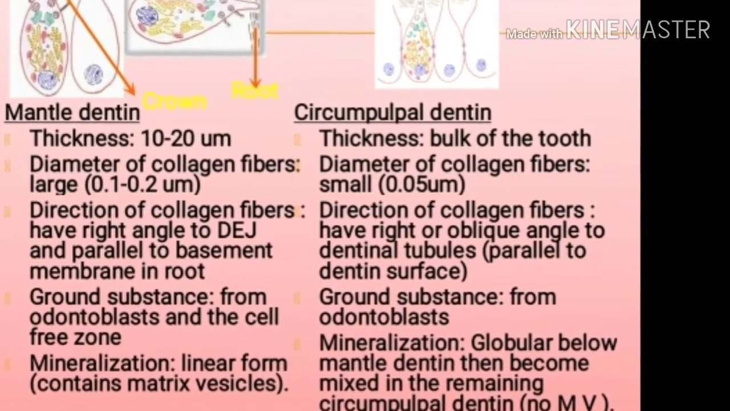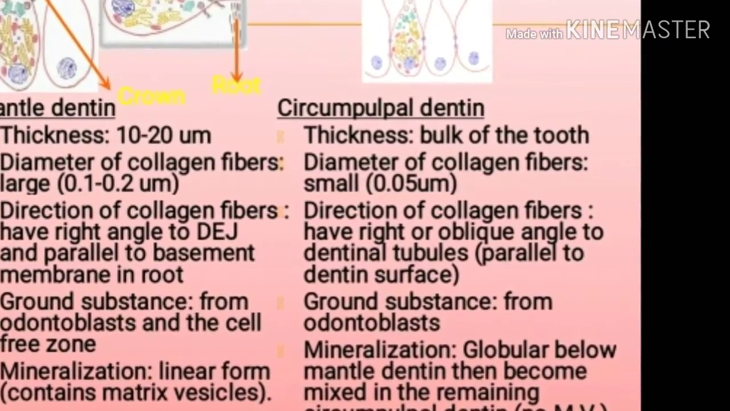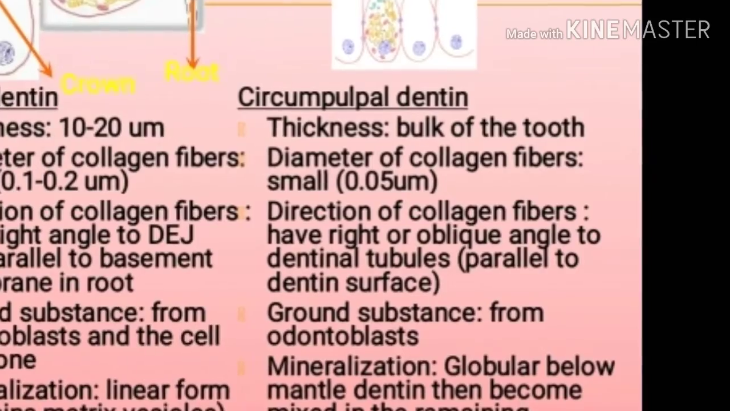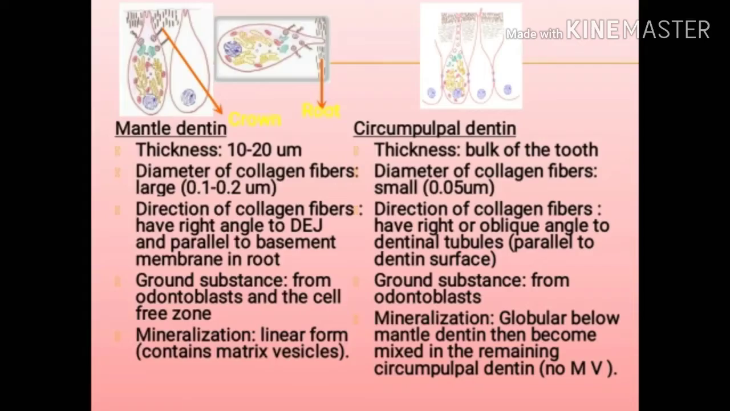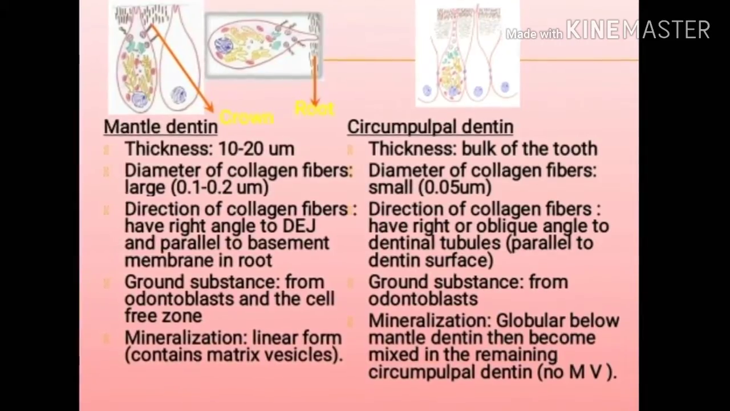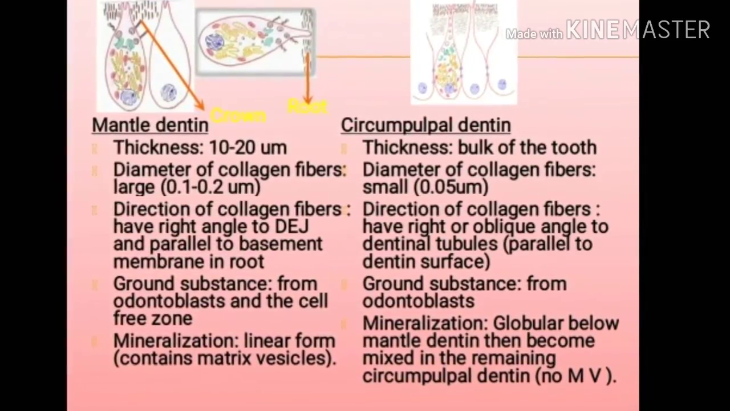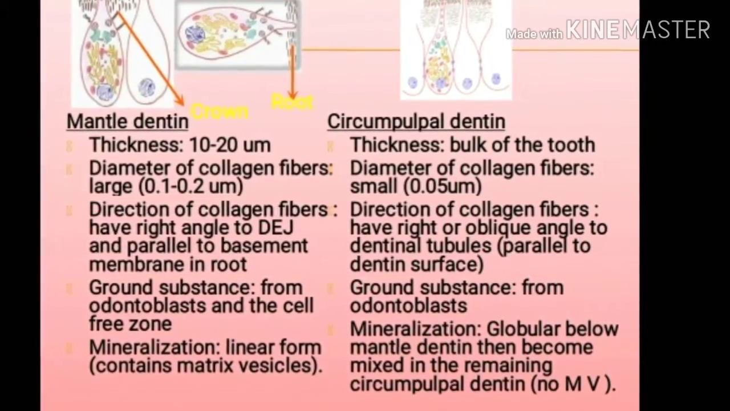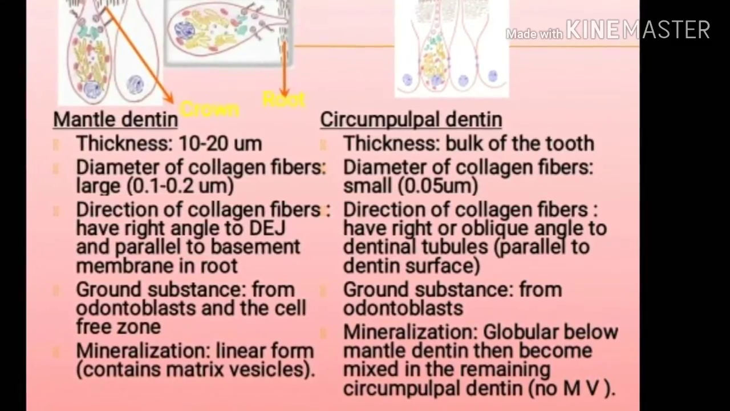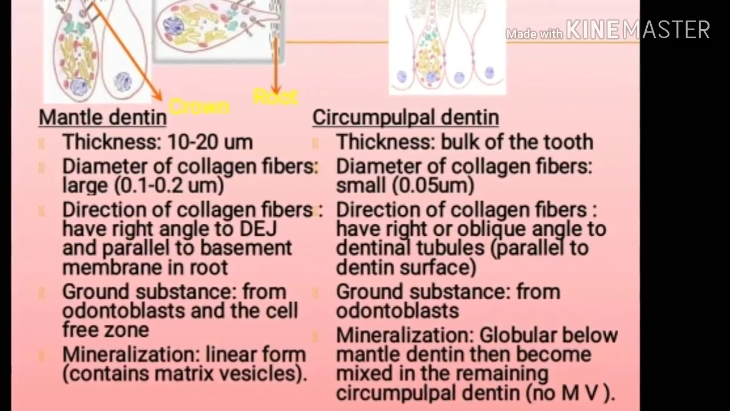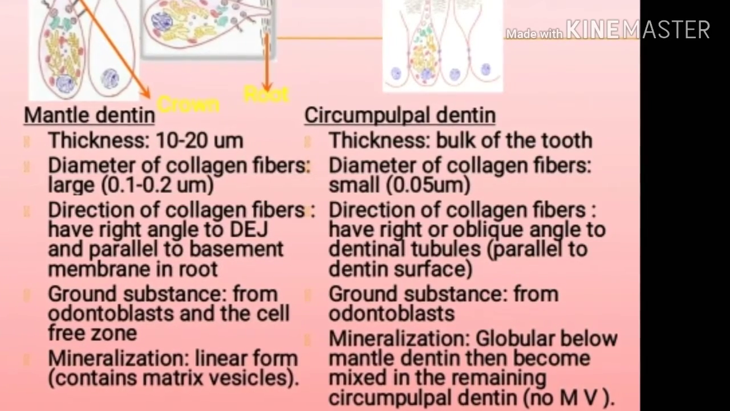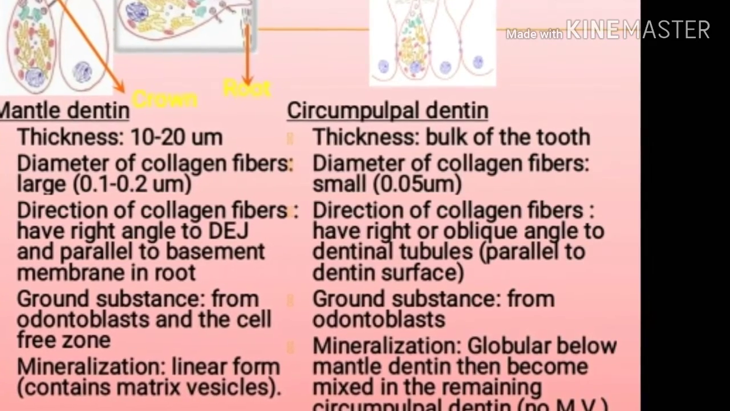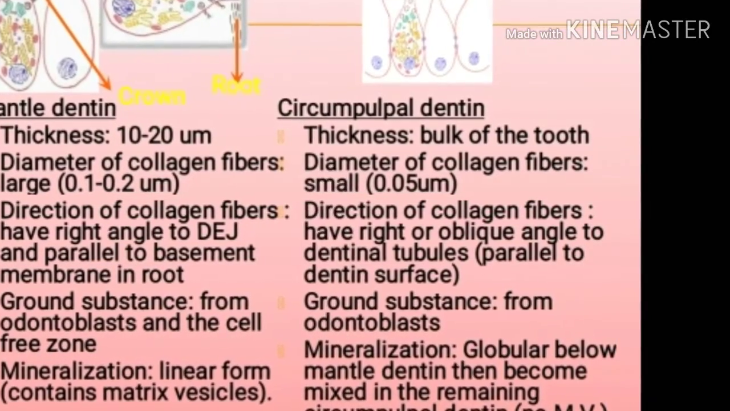The diameter of the collagen fibers in the mantle dentin is large, 0.1 to 0.2 micrometer, while the diameter of collagen fibers in the circumpulpal dentin is small, 0.05 micrometer. The direction of collagen fibers is at a right angle to the dentino-enamel junction and parallel to the basement membrane in the root, while in the circumpulpal dentin the collagen fibers are at a right or oblique angle to the dentinal tubules, parallel to the dentin surface. The ground substance of the mantle dentin is formed from the odontoblast and the cell-free zone, while the ground substance of the circumpulpal dentin is formed from the odontoblast.